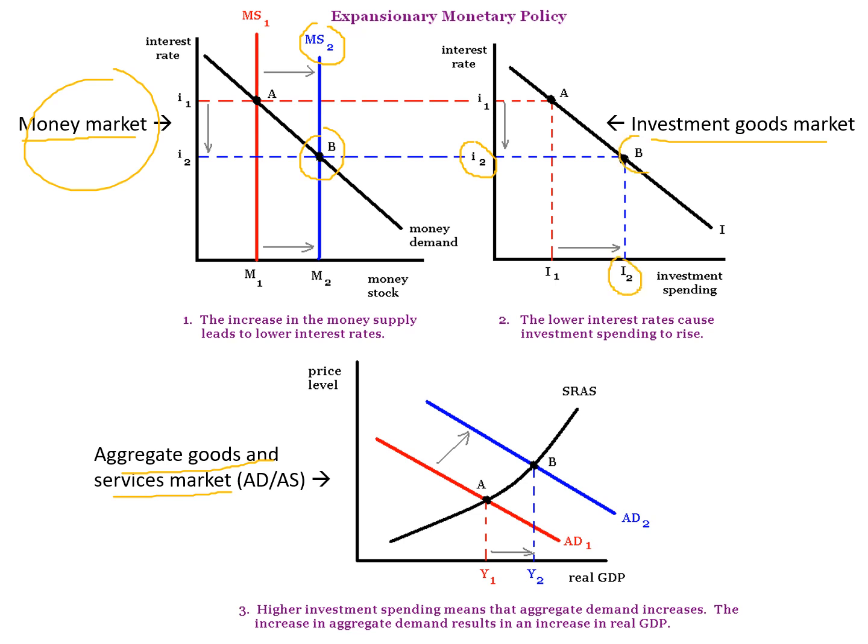So at point B, when we lower the interest rate, investment spending is higher. In the aggregate goods and services market, higher investment spending means that aggregate demand increases, okay? So it shifts rightward. The increase in aggregate demand results in an increase in real GDP. So at point Y2, real GDP is higher than Y1.